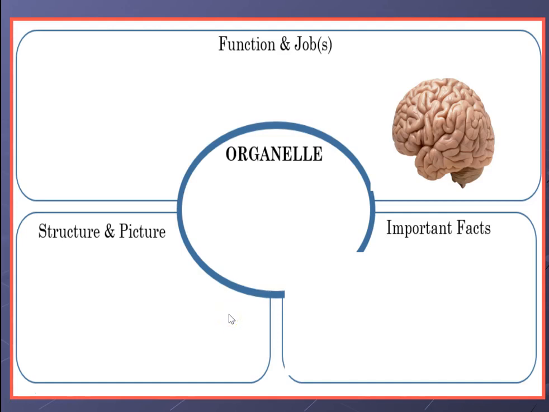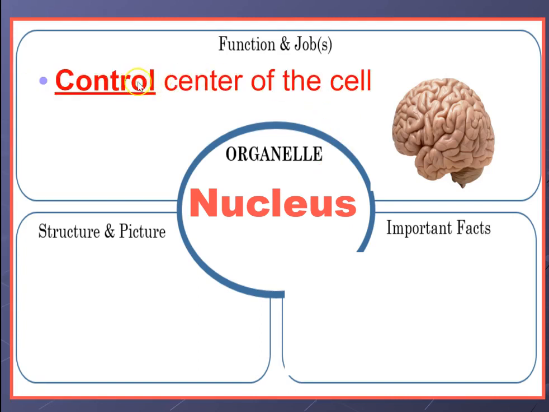So here we are to our first organelle. So this organelle is what is known as the brain of the cell. It is the nucleus. So make sure that you get this in the center of your Venn diagrams, Frayer models, what you're writing this on. So the function and job of the nucleus is the control center of the cell. Again, this is going to be the brain. It's going to be where the DNA is stored, where it's contained. So again, it's the control center of the cell that holds the DNA.